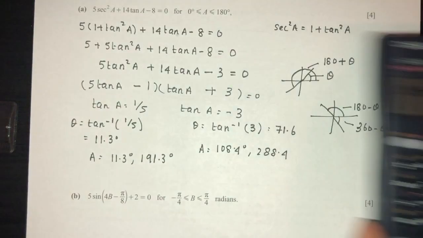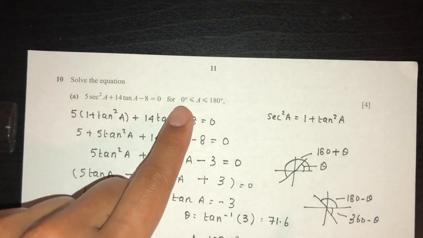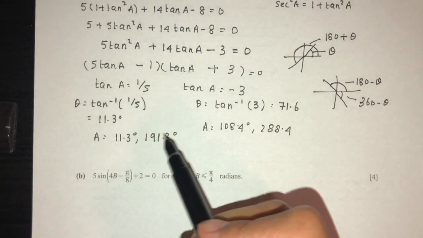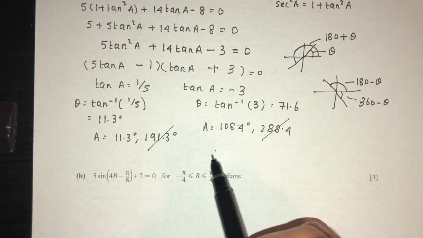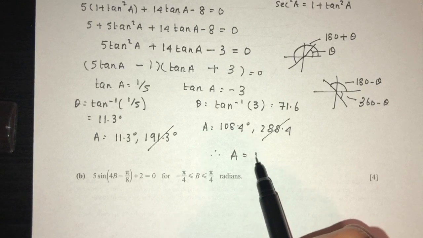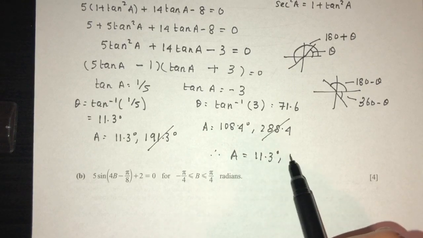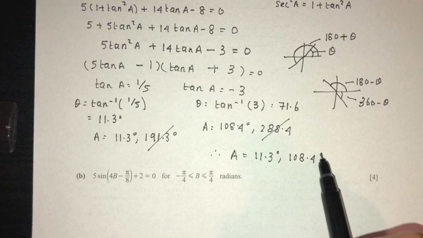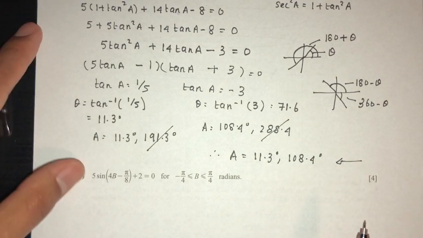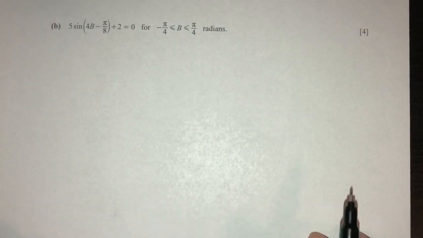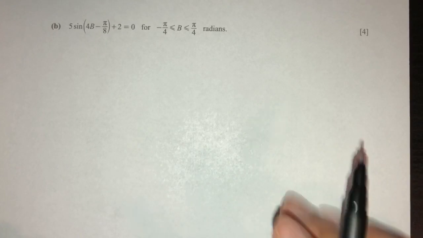and it can be 360 minus 71.6, 288.4. So now you can see that a is only between this and this, so this one will be outside and this one will be outside. So only two values of a are good, which is this and 108.4. That will be your question, part A. So now let's move on to part B of this question, number 10. So we have to solve this.